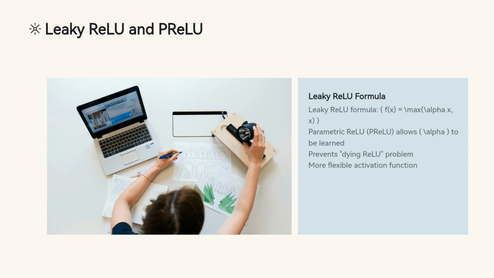Another extension of ReLU is the parametric ReLU, or PReLU, where alpha is learned during training rather than being fixed. This allows the network to adapt the slope of the negative part of the function based on the data, offering more flexibility. These variants help mitigate the dying ReLU problem while retaining the advantages of ReLU.